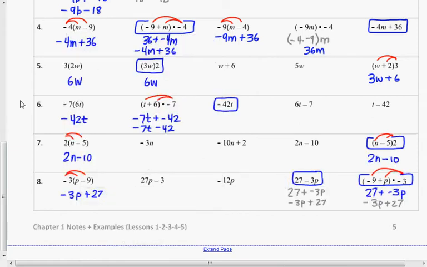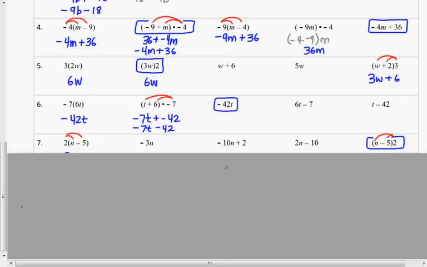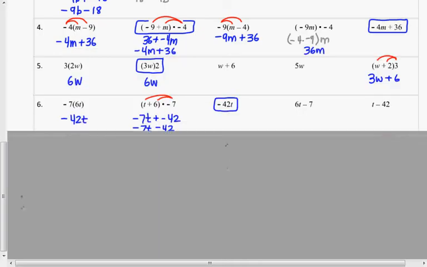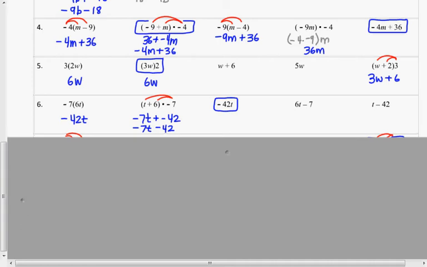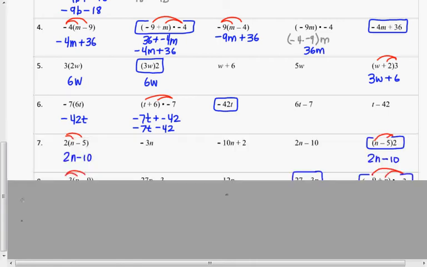Okay, look at the last 3 here. Number 6, you can see that the original expression had a value of negative 42t when you simplified it, and so that second expression was equivalent. For number 7, if you distributed, you got 2n minus 10. And so I should have boxed this one, obviously.